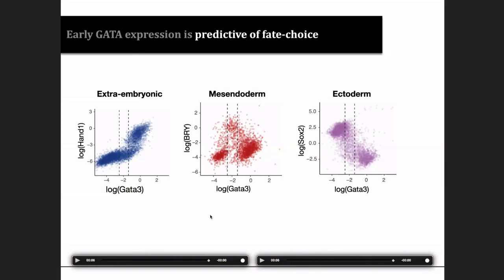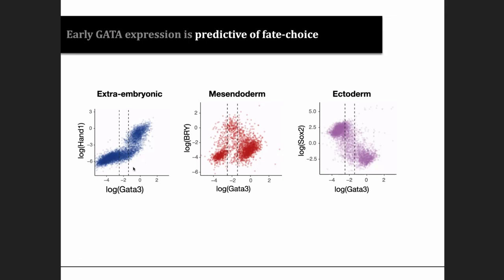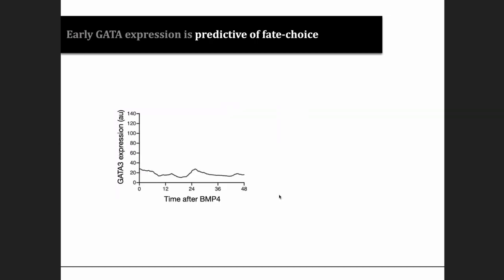So we actually see that the levels of GATA3 are predictive of fate. So these extra embryonic layers, the flat cells on the outside of the colony, correlate very nicely with high GATA3 levels. The inside of the colony anti-correlates very nicely with GATA3 levels, so no GATA3. But very interestingly, when you have intermediate levels of GATA3, you actually specify mesendoderm. So it can be basically predictive of fate choice.